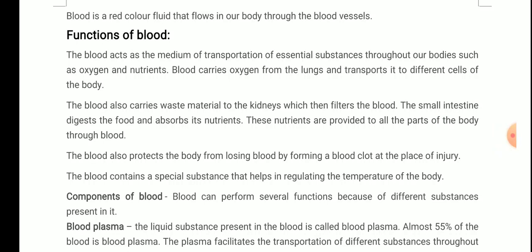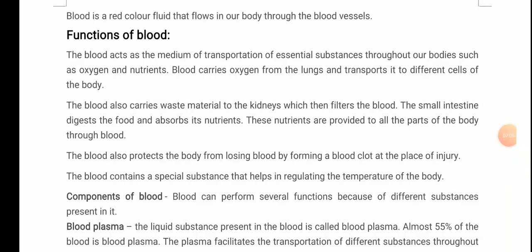Otherwise, what will happen? If this coagulation property is not there in the blood, then what will happen? If a cut is there, the blood will continuously keep on flowing, and a time will come when there will be very little blood, and it may lead to death also. Because in most accident cases, death is just due to the reason that more loss of blood has occurred. So blood clotting is an important process which helps in preventing the loss of blood from the body.